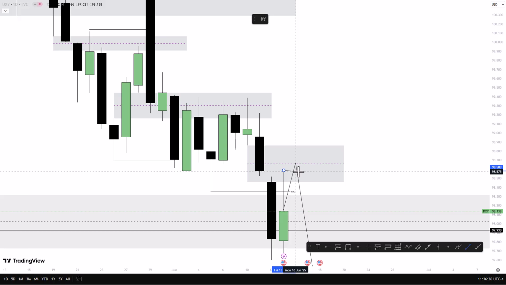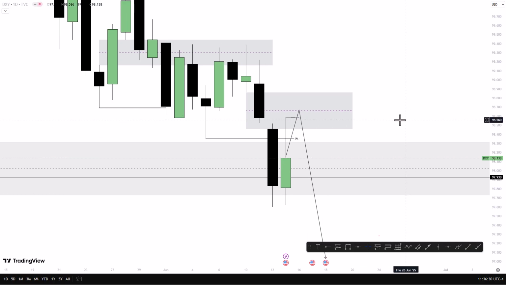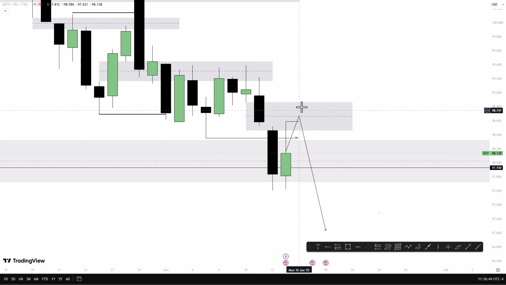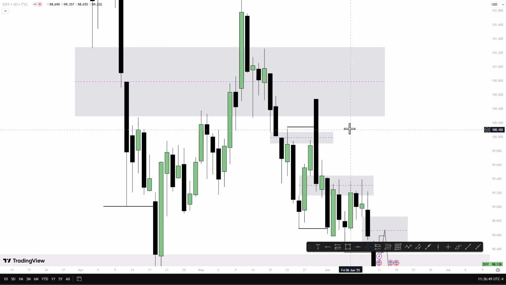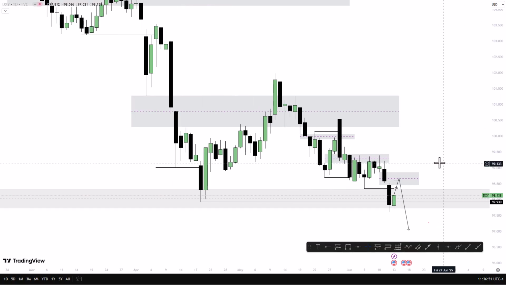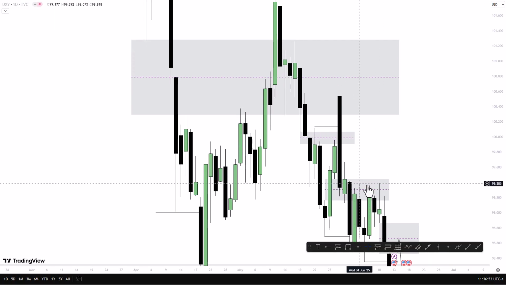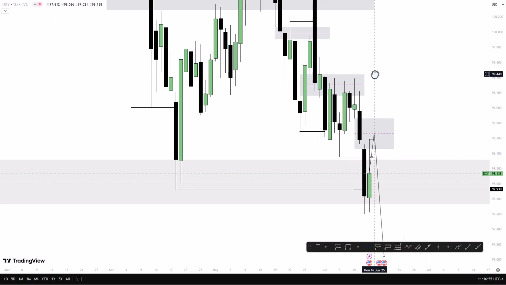And however, if price takes out this fair value gap, that's the imbalance, and we see price closing above it, and at the same time we see an SMT after price closes above it, then we'll be targeting these relative equal highs on the what? On the dollar. So this is what we have on the dollar.